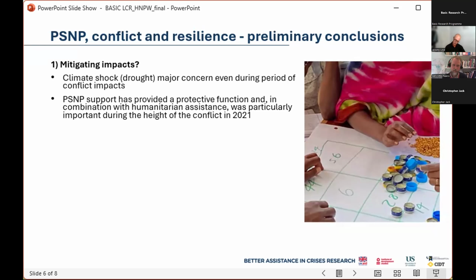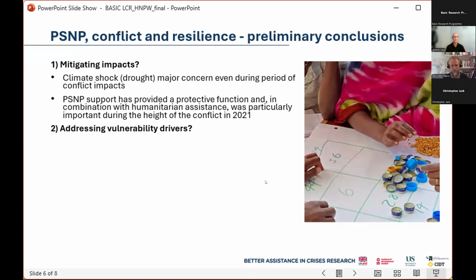The second thing to say is that peer support has provided a protective function, and it's very clear that this is also in combination with humanitarian assistance that played a complementary role in this context over the years, but also during the last couple of years, during and after the conflict.